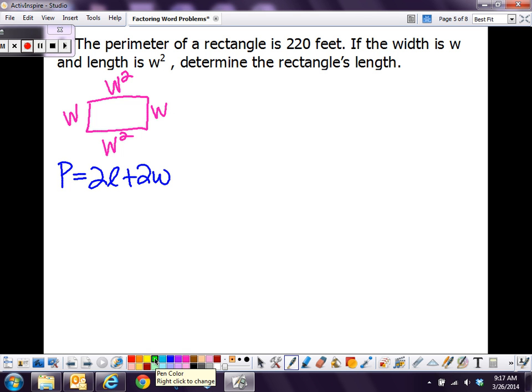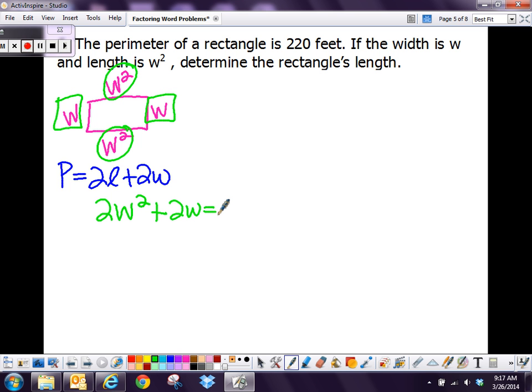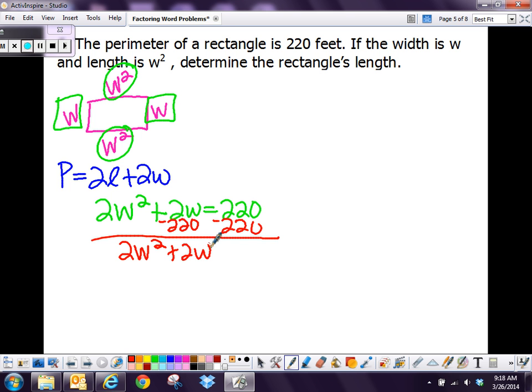Okay, so I'm going to look at my W squareds first. So I have a W squared and a W squared. So that gets me 2W squared. Plus, I have a W and another W, so that's 2W. And it's telling me that my perimeter is 220. Okay? So there's nothing to multiply here. We just need to get the 220 to the other side. And that leaves us with 2W squared plus 2W minus 220 equal to 0.